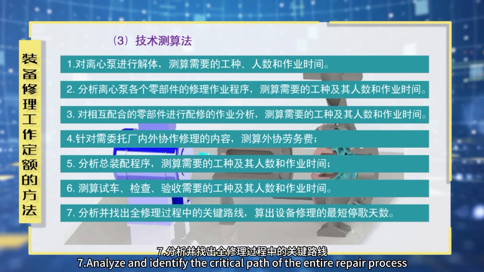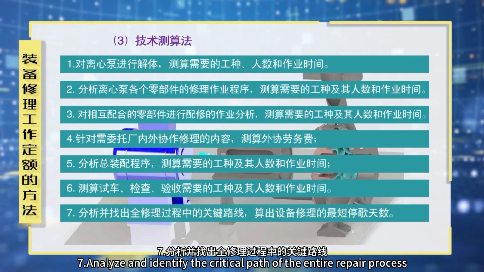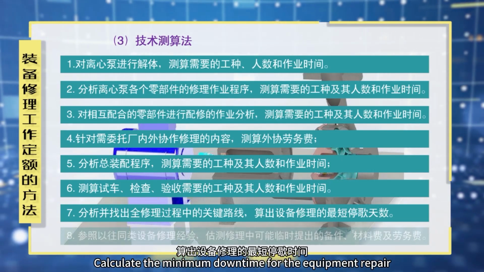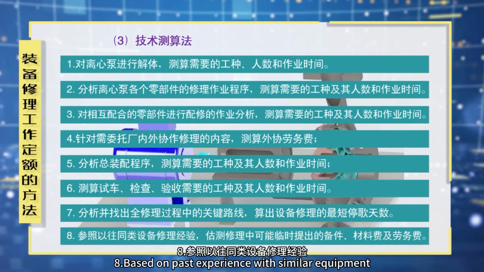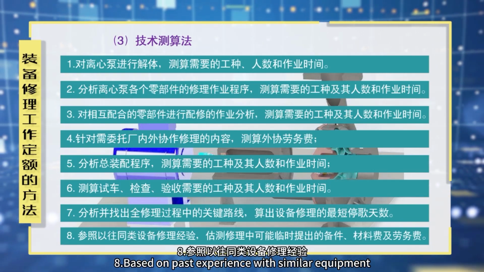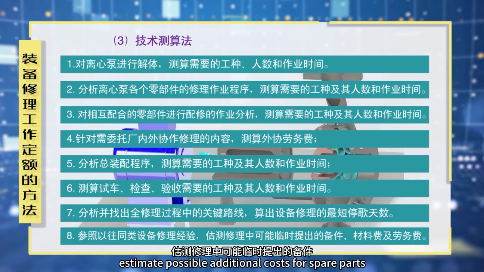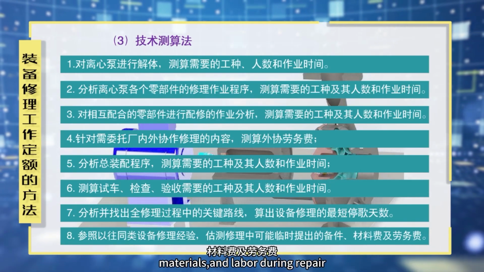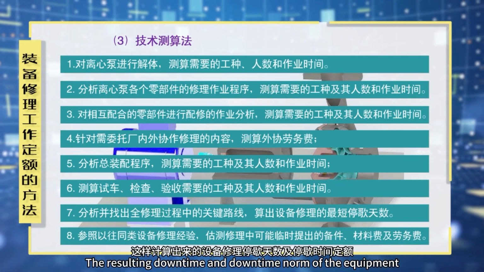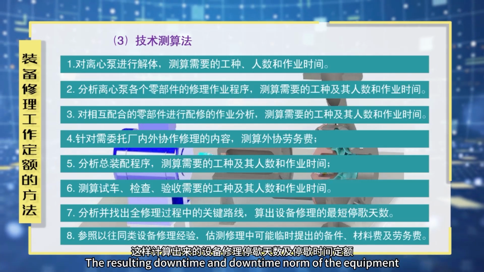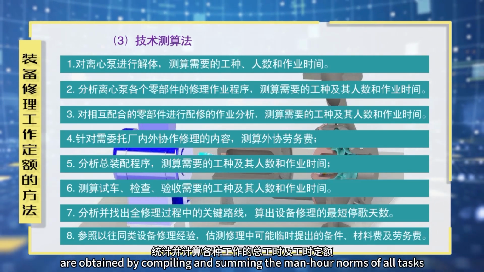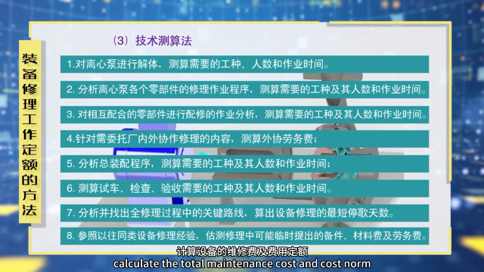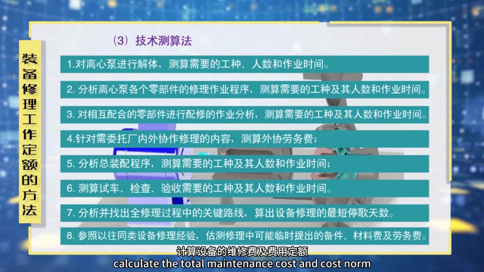Seventh, analyze and identify the critical path of the entire repair process. Calculate the minimum downtime for the equipment repair. Eighth, based on past experience with similar equipment, estimate possible additional costs for spare parts, materials, and labor during repair. The resulting downtime and downtime norm of the equipment are obtained by compiling and summing the man-hour norms of all tasks. Then, calculate the total maintenance cost and cost norm.